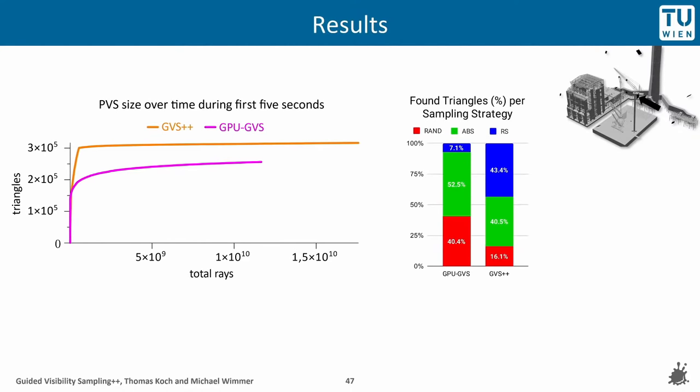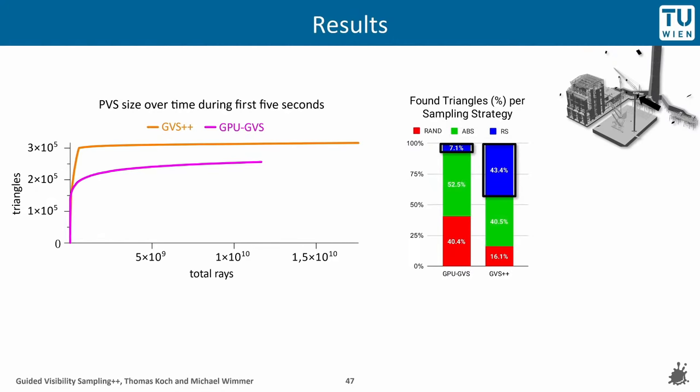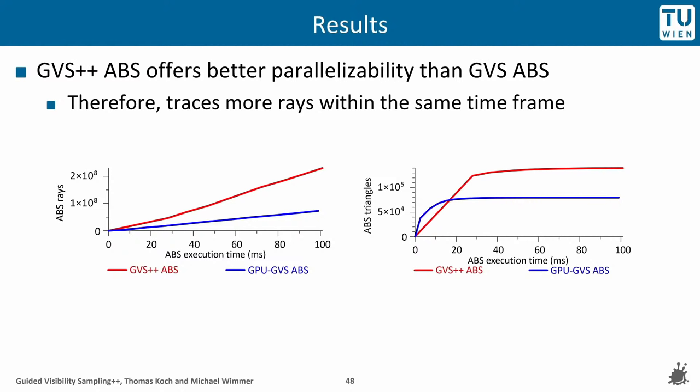Here we see the percentage of triangles found per sampling strategy for GVS and GVS++. GVS++ finds about 84% of the triangles with adaptive border sampling and reverse sampling, while GVS relies more heavily on random sampling, discovering about 60% of the triangles with ABS and RS and about 40% with random sampling. Reverse sampling of GVS++ finds significantly more triangles than GVS reverse sampling. However, we can also see that both ABS methods find a similar number of triangles. But we have to note that our ABS method offers better parallelizability than that of GVS, and therefore it's able to trace more rays within the same time frame.